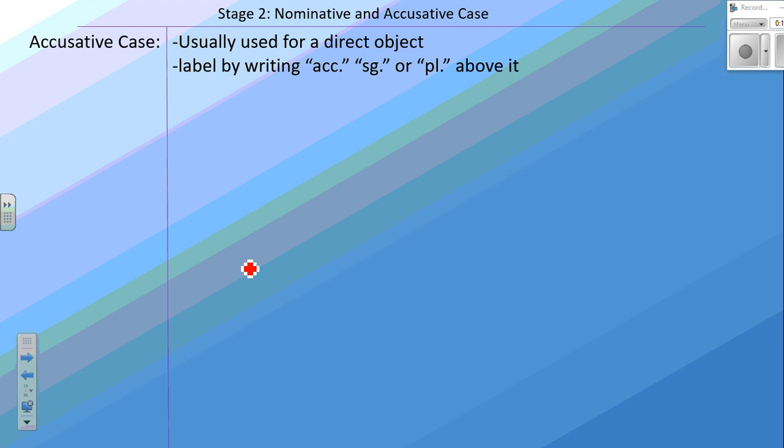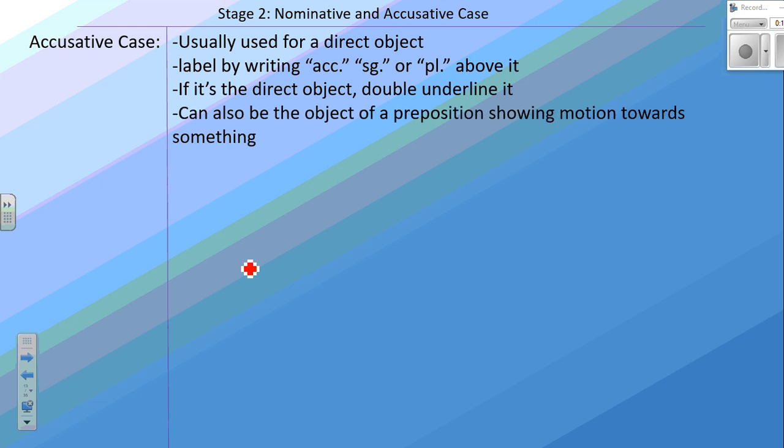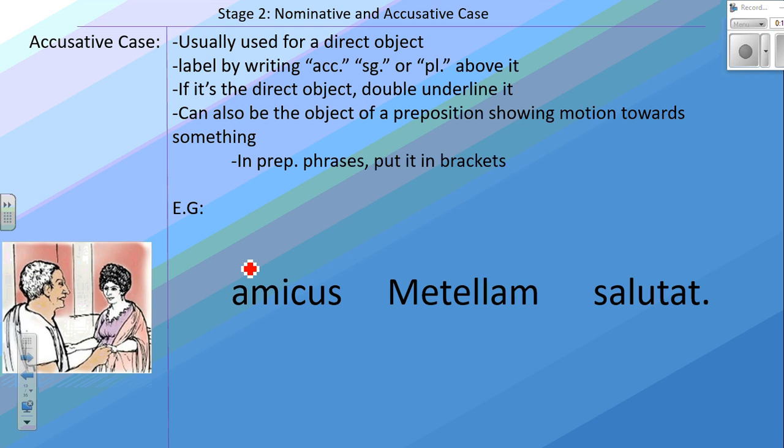You label it just like the nominative case by writing ACC and then singular or plural above it. And then if it's being the direct object, you double underline it. The one other use of the accusative we've seen so far is as the object of a preposition showing motion towards something. We saw it with the word in, right? In with the accusative case means into, so showing that motion towards, whereas in with the ablative just means in or on.